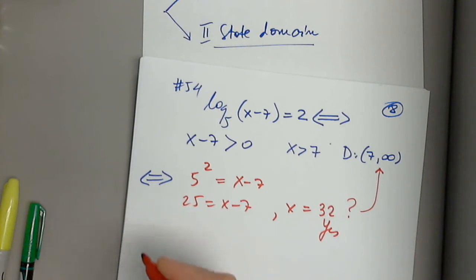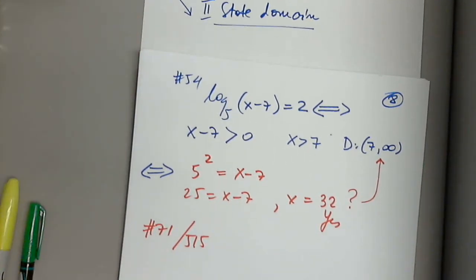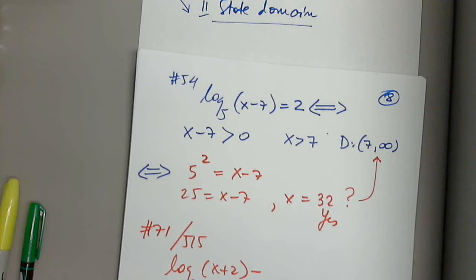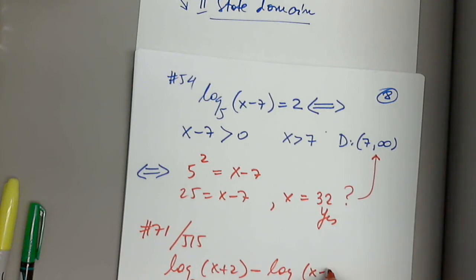71, on the same page, 515. We have log base 2 of x plus 2 minus log base 2 of x minus 5 equals 3. Did I copy from 2 problems or 3 problems? Let's see. Log base 2 of x plus 2, that's correct. Minus log base 2 of x minus 5, that's correct. Okay, good.